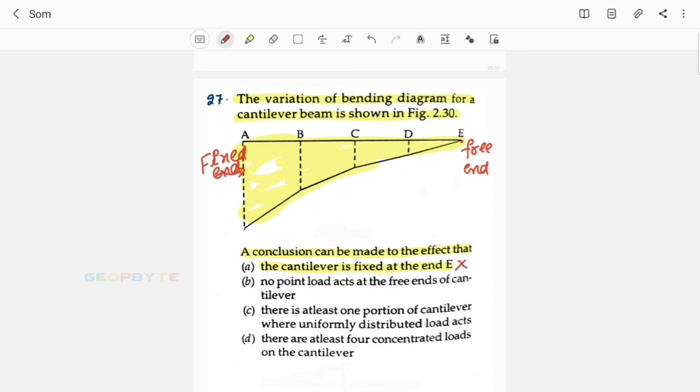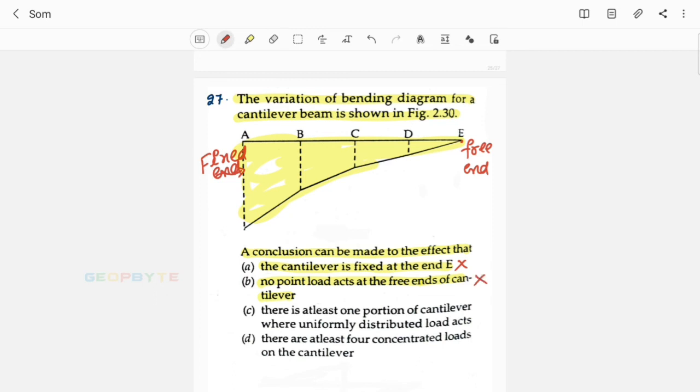Option B, no point load acts at the free end of the cantilever beam. There might be some point load at the free end. Then only bending moment can be developed between D and E. This is also not correct.